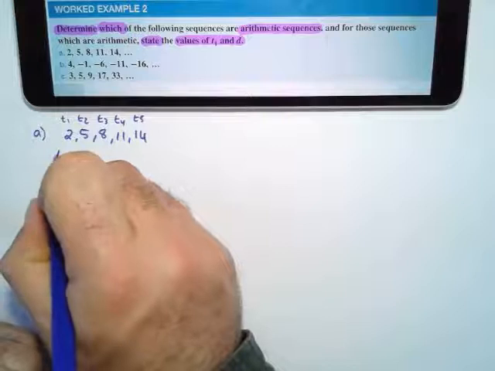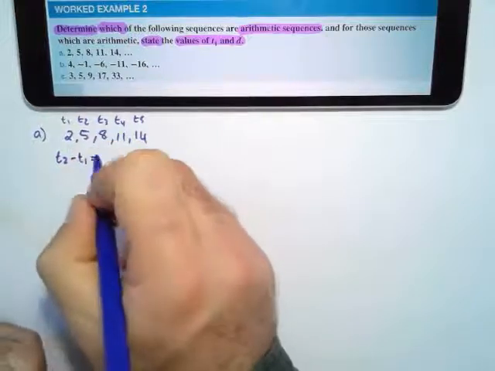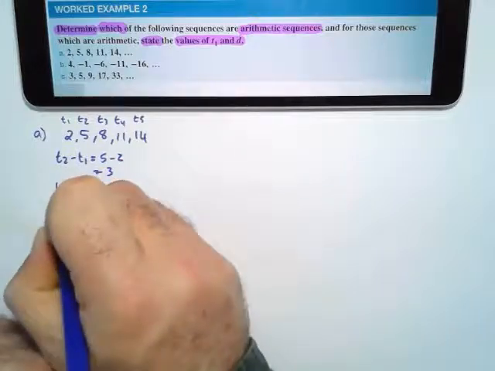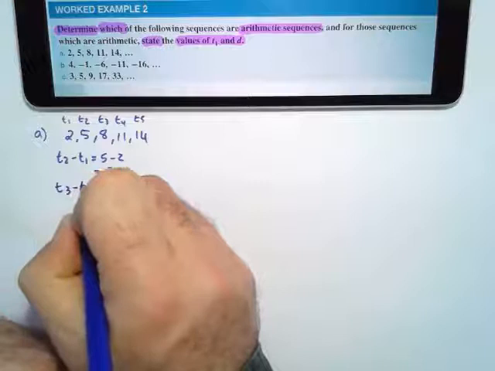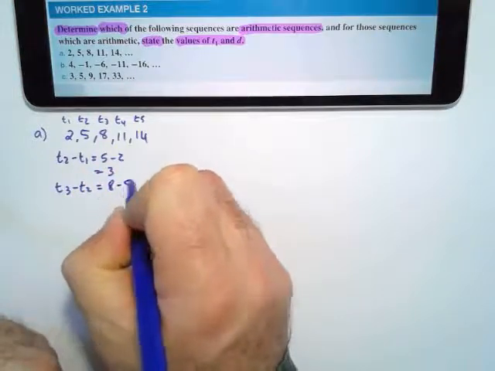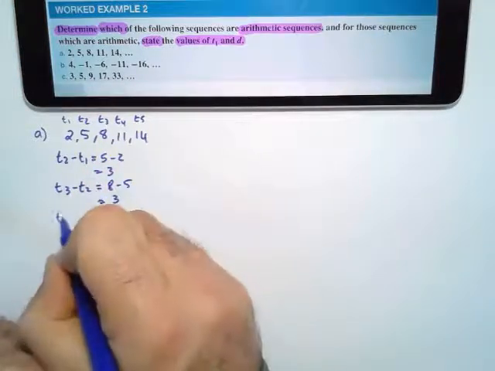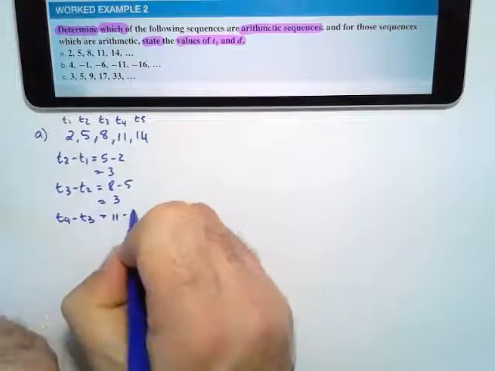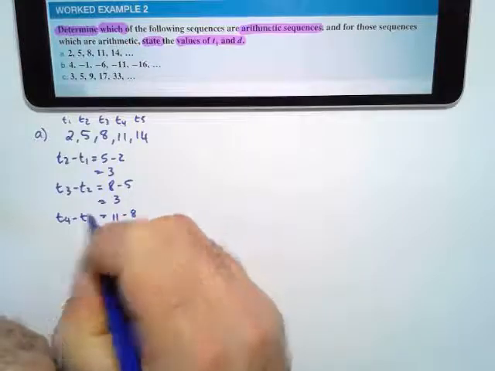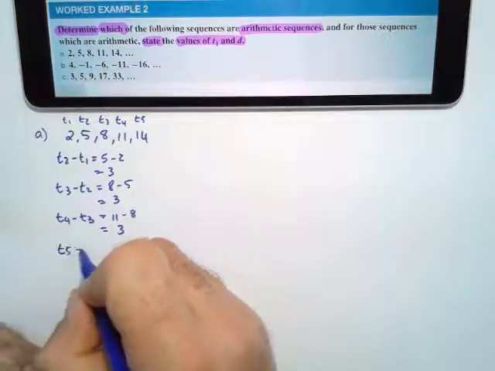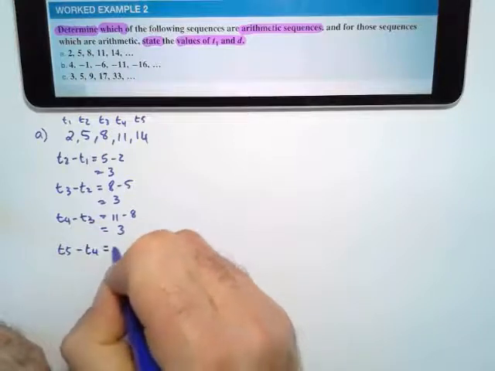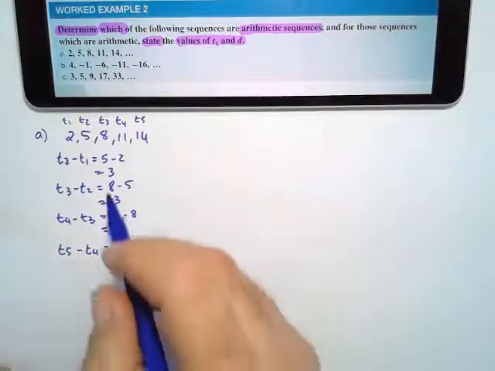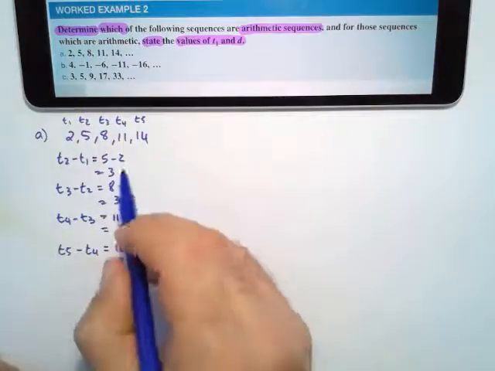So I'm going to say T2 take away T1 equals 5 take away 2, that is 3. Term 3 take away term 2, the next set, is 8 take away 5, which is 3. The next one is T4 take away T3, which is 11 minus 8, and that equals 3. And the last one is term 5 take away term 4, which is 14 minus 11, and that equals 3. So we can clearly see that there's a common difference between each one of them.